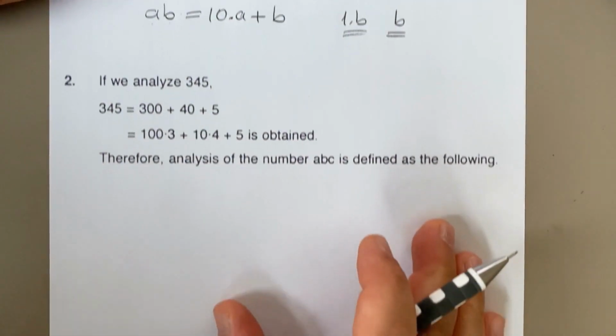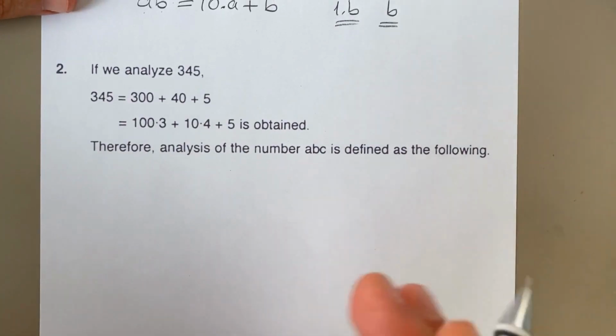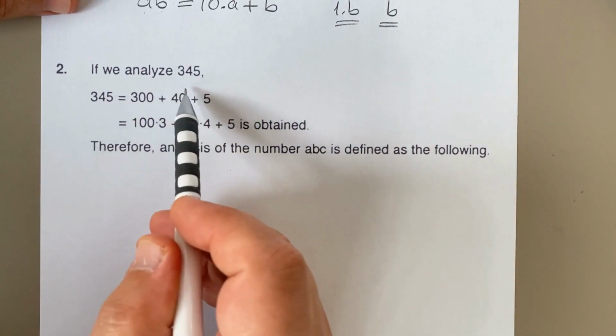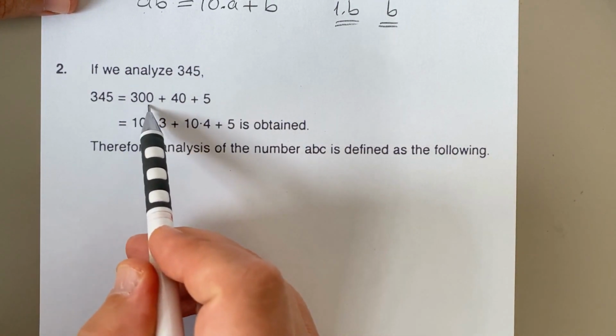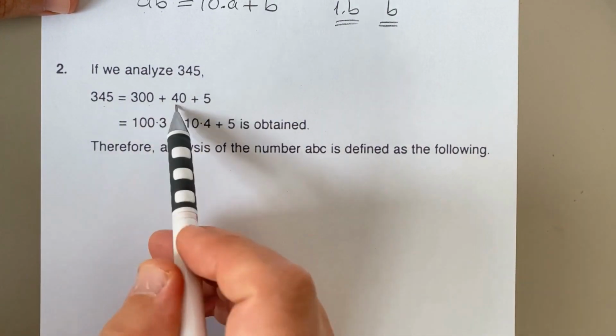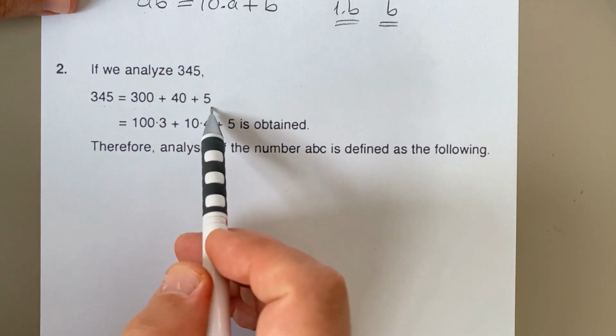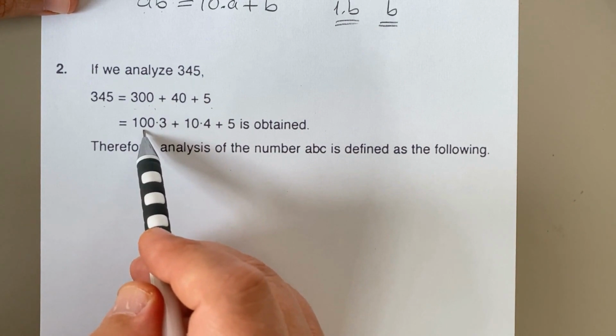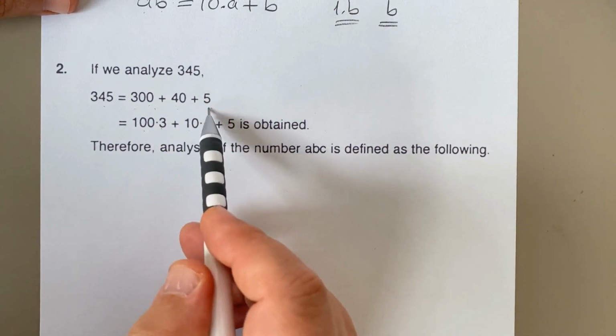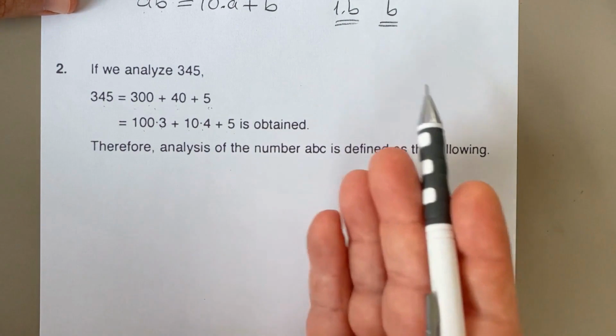Looking at the other example, if we break down the 3-digit number 345, we have 3 hundreds, which is 300, 4 tens, which is 40, and 5 ones, which is 5. This is 3 times 100. This is 10 times 4, and this is 5 times 1. It's okay, we don't write 1.